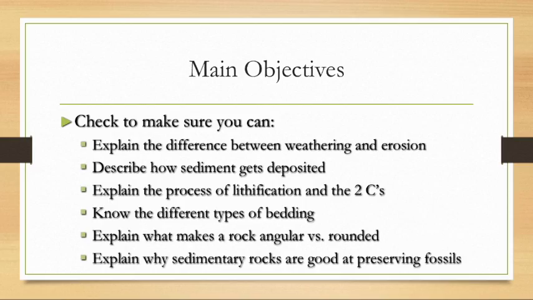So taking a look at this section now, we went through it pretty quickly and we covered a lot of material, but you should be able to explain the difference between weathering and erosion. You should be able to describe how sediment gets deposited, explain the process of lithification and the 2 C's. You should know the different types of bedding, those 2 main types, be able to explain why rocks are angular versus rounded, and then also explain why sedimentary rocks are good at preserving fossils.